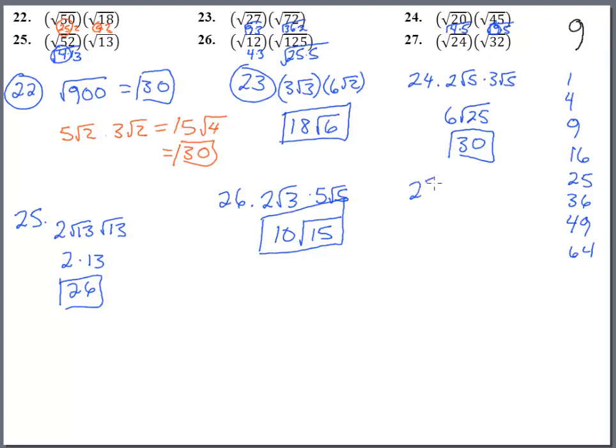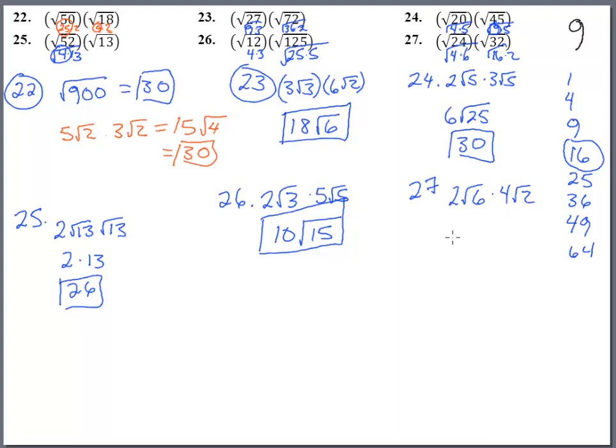Number 27. Square root of 24. 3 times 8 doesn't help us at all because neither one of those is a perfect square, but we do get a 4 times a 6. So square root of 4, that's 2 square roots of 6. And square root of 32, we could take a 4 out and do it 4 times 8 and then break down the 8, but there's a 16 that goes into that guy. That's square root of 16 times 2. That's times 4 square roots of 2.